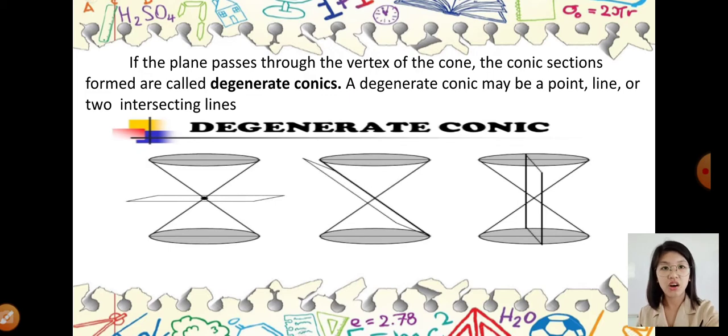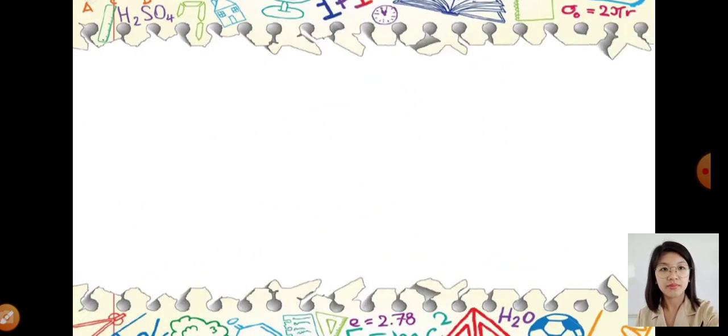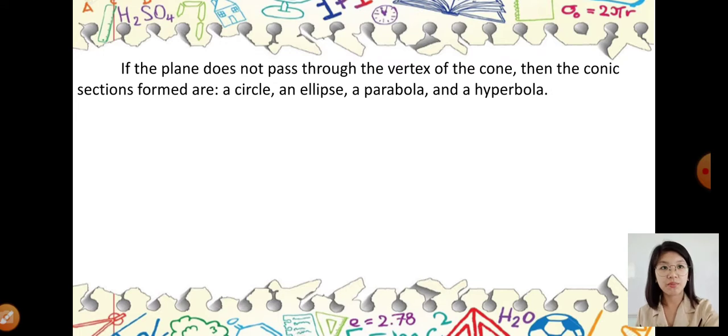So, these are the degenerate conics. We have the point, single line, and two intersecting lines. If the plane does not pass through the vertex of the cone, then the conic sections formed are circle, ellipse, parabola, and hyperbola. So, anong pinagkaiba ng apat?